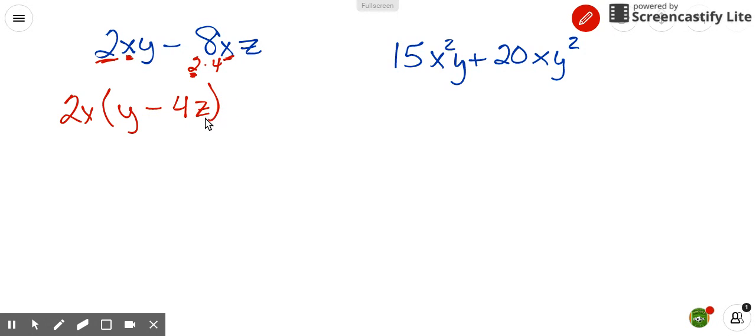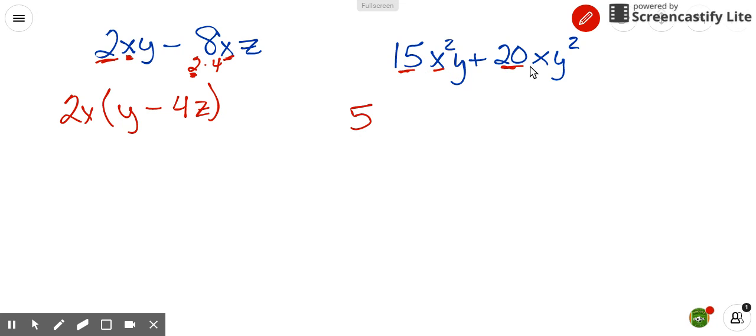Now, if you're ever not sure if this is correct, you can always redistribute the 2x in and make sure we get back what we started with. Over here, hidden in this 15 is a 5, and in this 20 is a 5. The greatest common factor of 15 and 20 would be 5.